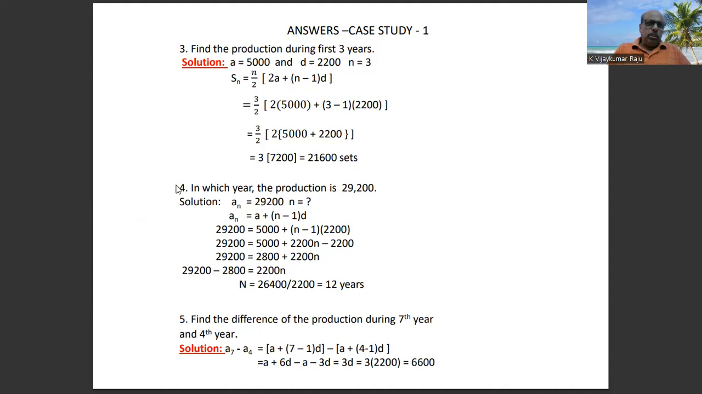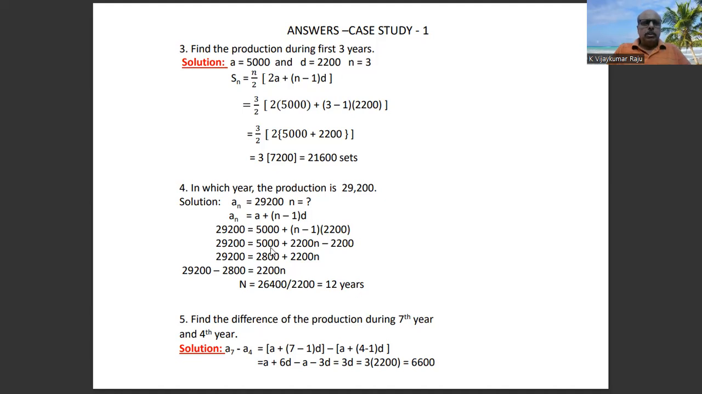Now let's go to the fourth question. In which year is the production 29,200? Which year? That means a particular year is given. So that means An is given as 29,200. You have to find how many years it has taken to get that number. So An is equal to A1 plus (n minus 1)d. So 29,200 is equal to 5,000 plus (n minus 1) into 2,200.